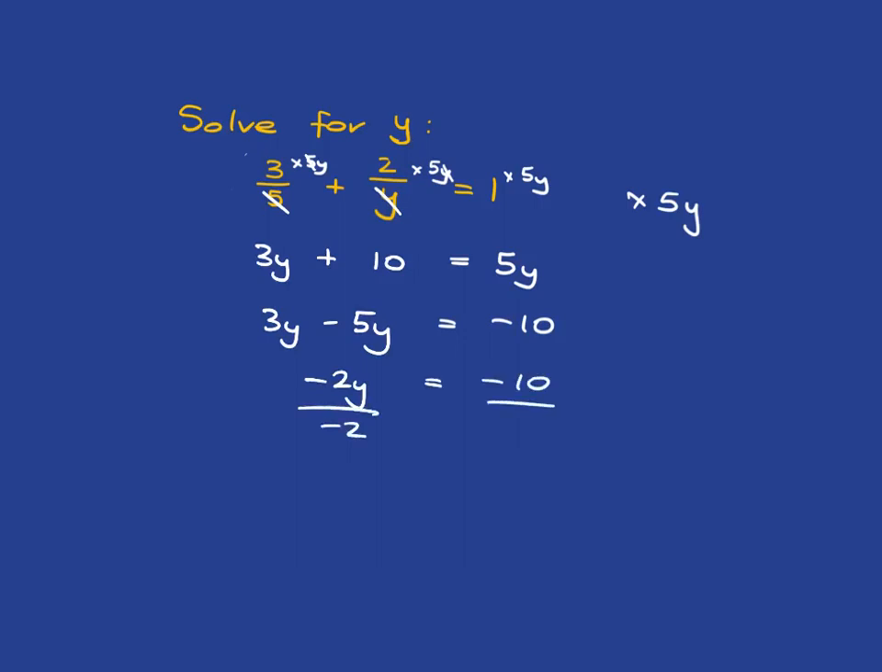Divide both sides of the equation by negative 2, and I will get that y is equal to 5. And as always, if I want to check if I'm correct, I can go and substitute this back into here and make sure I get out the answer of 1. If I do, then I know I've got it correct.